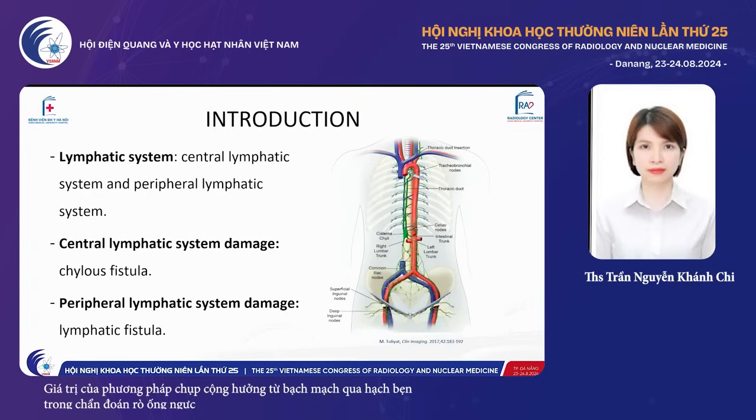Regarding the overview of the lymphatic system, it includes the central lymphatic system and peripheral lymphatic system. When there is damage to the central lymphatic system, it can lead to chyle leakage, while damage to the peripheral system can lead to lymph leakage.